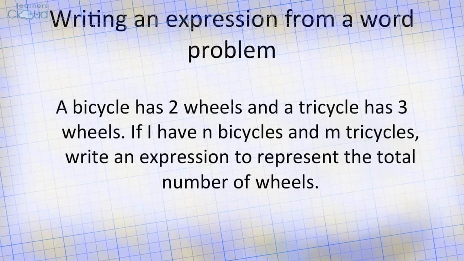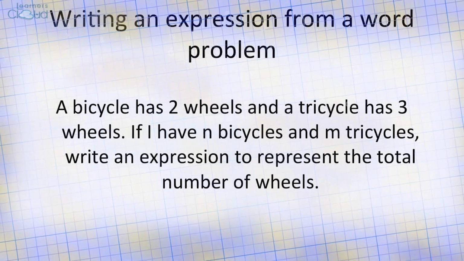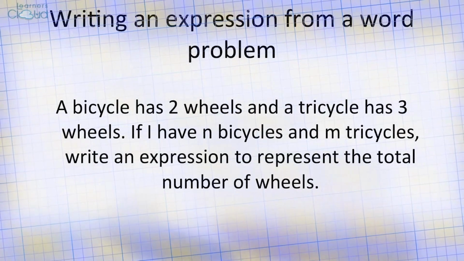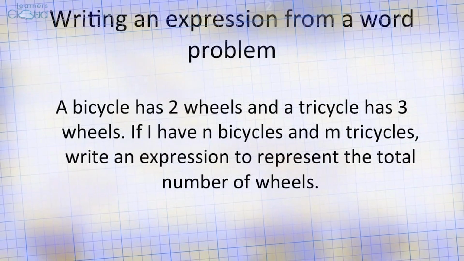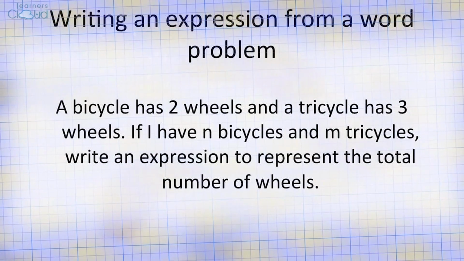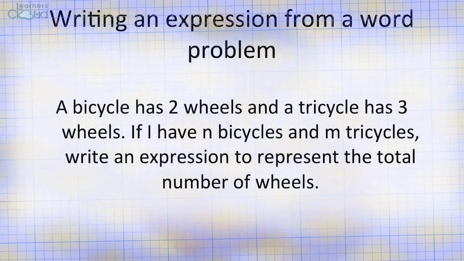Now, if we look at the one we've got here, it tells us that a bicycle has 2 wheels and a tricycle has 3 wheels. If I have n bicycles and m tricycles, write an expression to represent the total number of wheels.